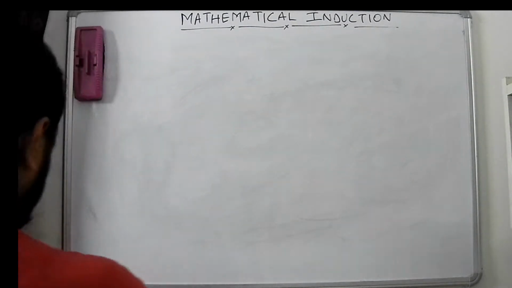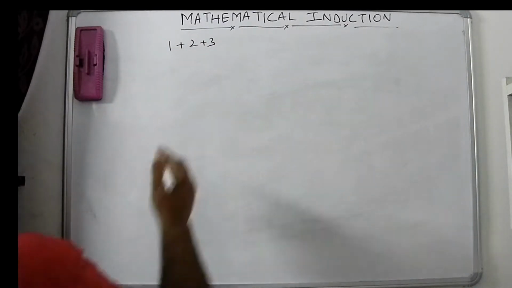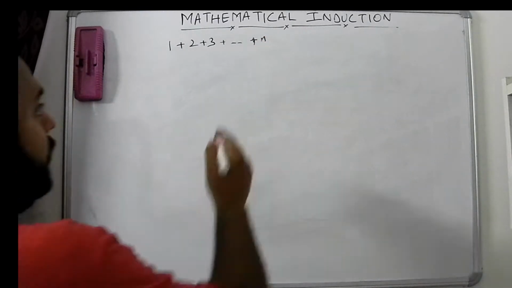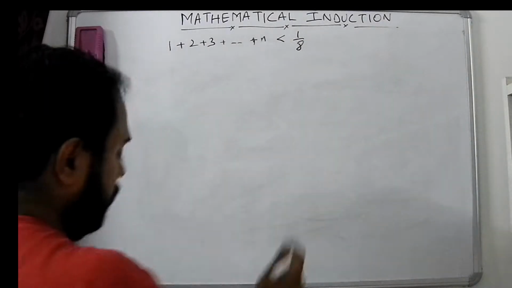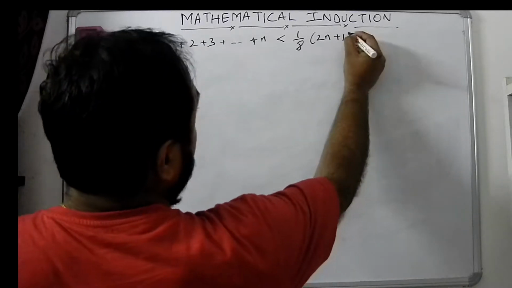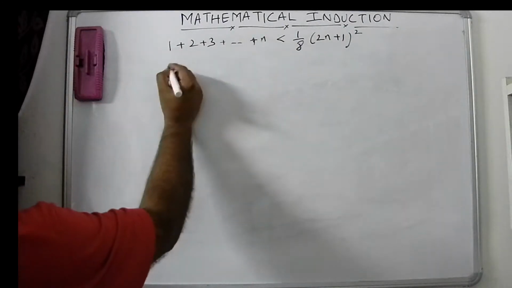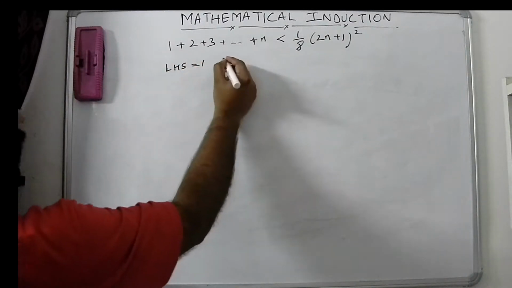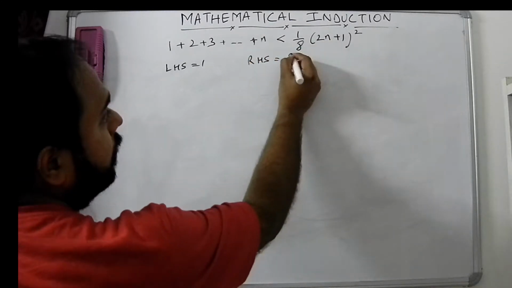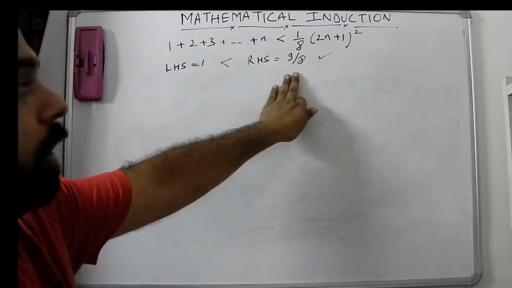So what we need to prove here is 1 plus 2 plus 3 plus up till n, the sum of first n whole numbers, is less than 1 by 8 of (2n plus 1) whole square. So this I need to prove. Again, quickly, when I put n equal to 1, LHS is equal to 1 and RHS is (2 plus 1) squared, 3 squared, 9 by 8. Of course, 1 is less than 9 by 8, so this is correct. This is a fraction which is greater than 1.